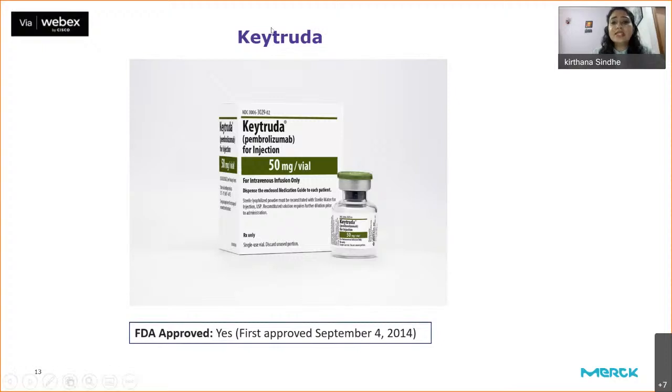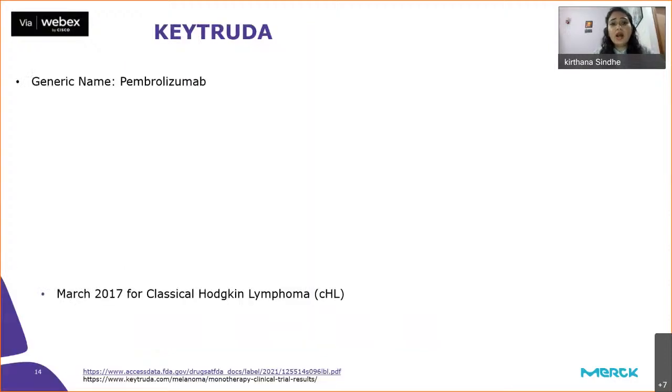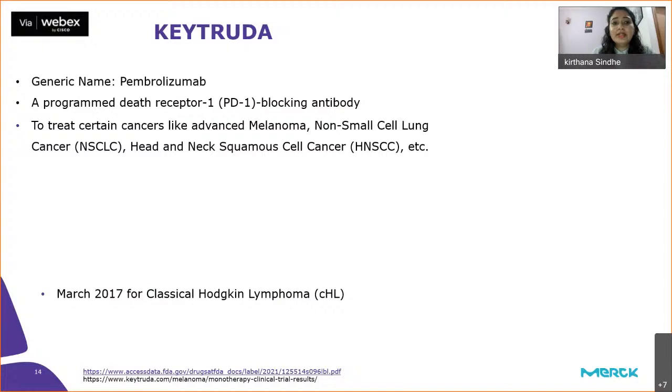That is where this example comes from, which is called Pembrolizumab. I will be explaining how it works and how it was discovered. This was approved in 2014, the first approval, and now you will understand how it is done. The generic name is Pembrolizumab, and it is a programmed death receptor 1 blocking antibody, used to treat certain cancers like advanced melanoma, non-small cell lung cancer, and head and neck squamous cell cancer.